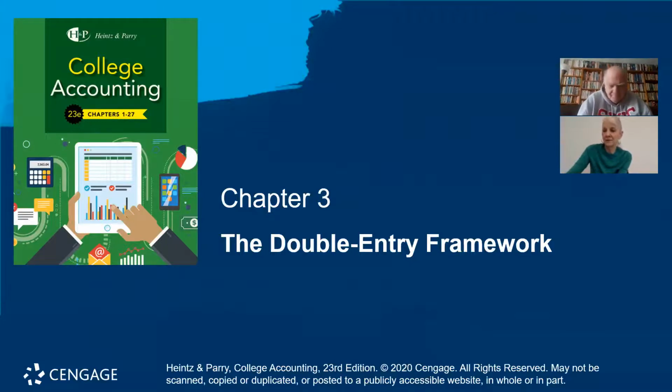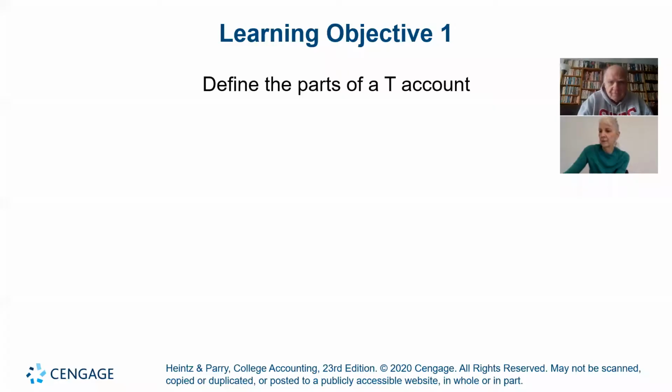Okay, so double entry framework. Accounting is called the double entry system. Double entry means you have to have two accounts in every transaction, and we're going to call it a debit and a credit. Okay, and we'll get to that in a brief second here.